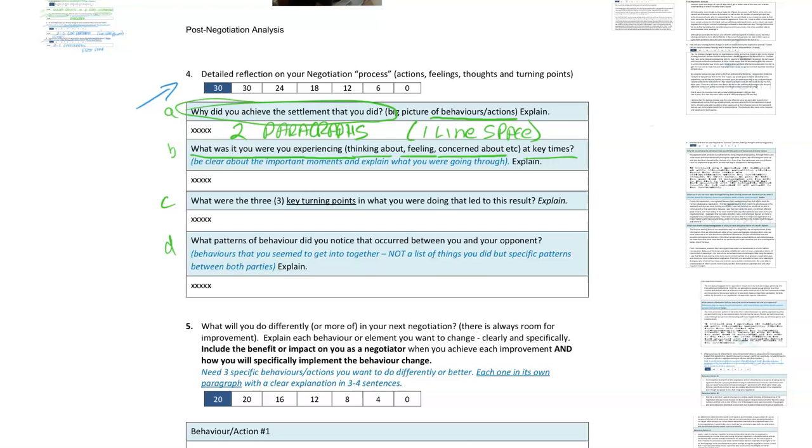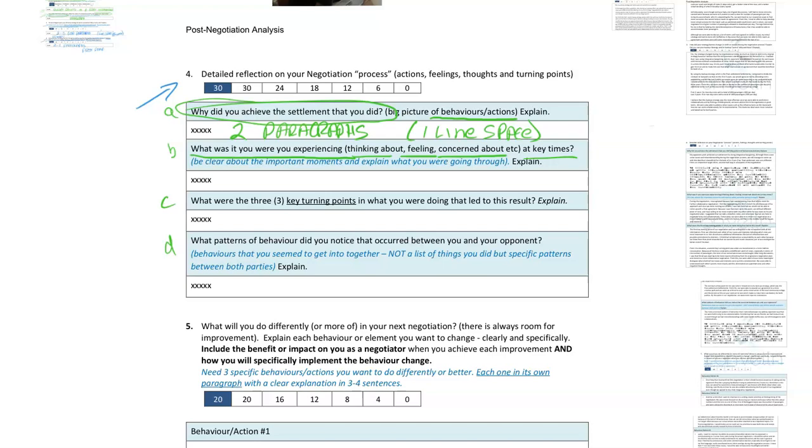We have to be careful about using broad terms like I felt confident or I felt less confident. We really want to get into the specifics. So were you feeling frustrated, afraid, concerned, happy, excited, angry, aggressive, timid? Whatever it was, get into that at specific times that you think are important to talk about.